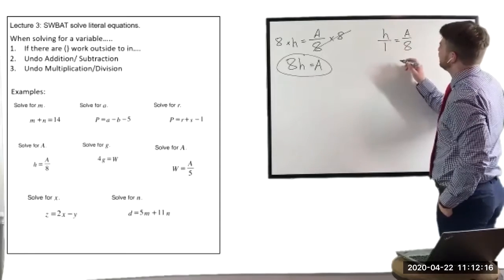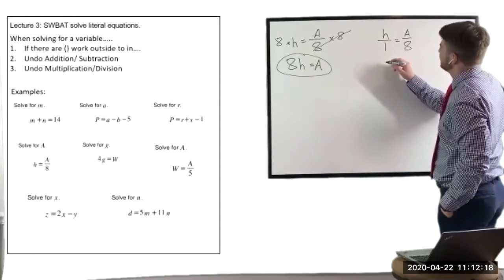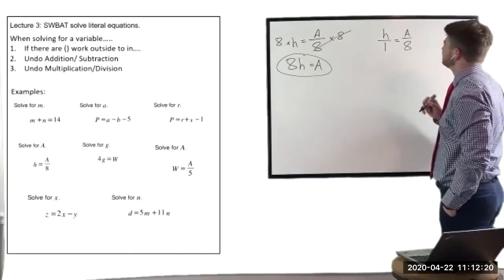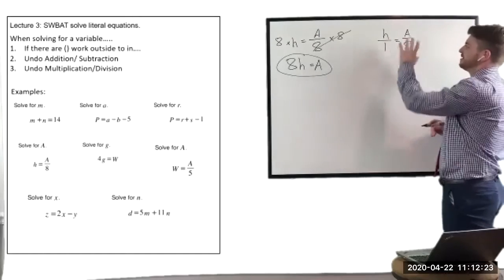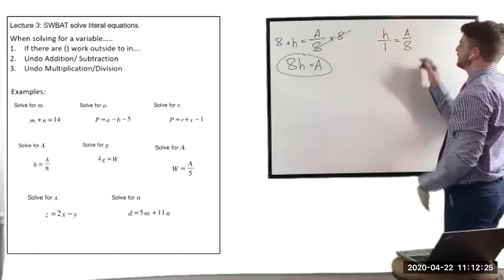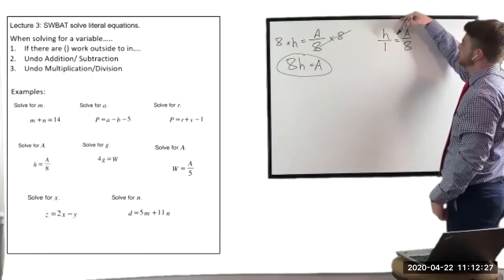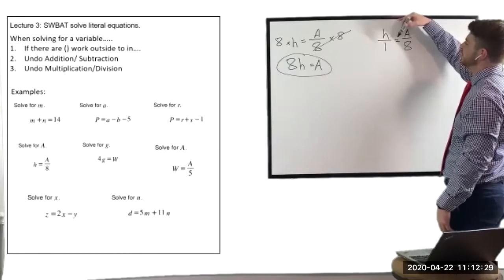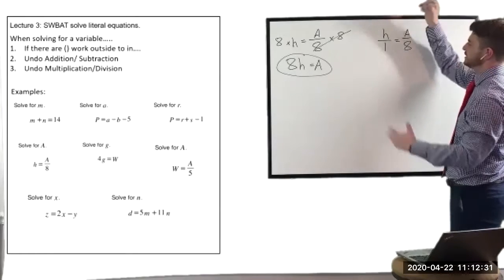So I would have, so actually, you know what? That wouldn't even help us there. So I take that back. It wouldn't help us at all because we would get 8 over 1 equals A over H, and that's not going to help.